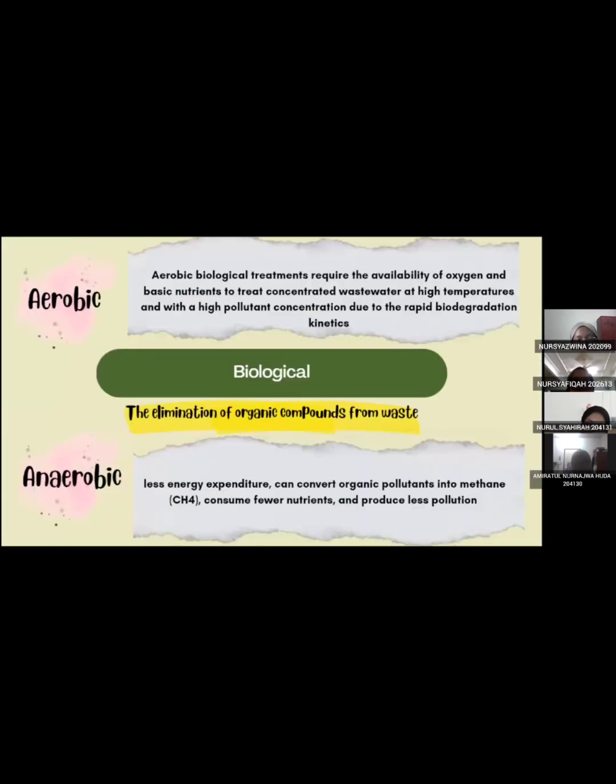The biological treatment involves the elimination of organic compounds from the wastewater. It involves aerobic and anaerobic. Aerobic is a treatment which requires the availability of oxygen and basic nutrients to treat the concentrated wastewater at high temperatures and with a high pollutant concentration due to the rapid biodegradation kinetics. For the anaerobic, there is less energy expenditure, it can convert organic pollutants into methane, also consumes fewer nutrients and produces less pollution.